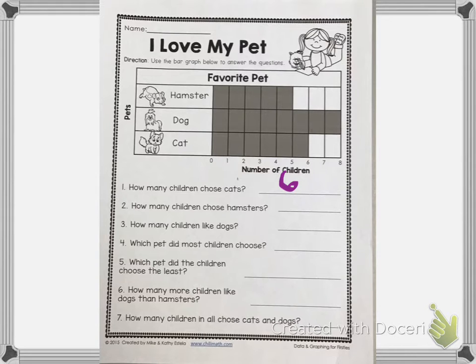Okay, how many children chose this word right here? Look for it up in the graph. See it there? All right. How many? You go to the end of the line. How many children chose hamsters? 5. Good job. Are you getting the idea how to use the graph to answer?